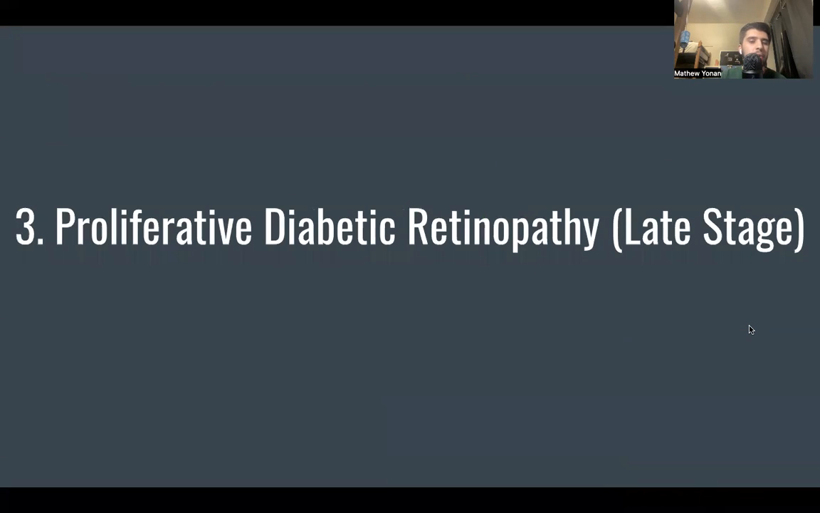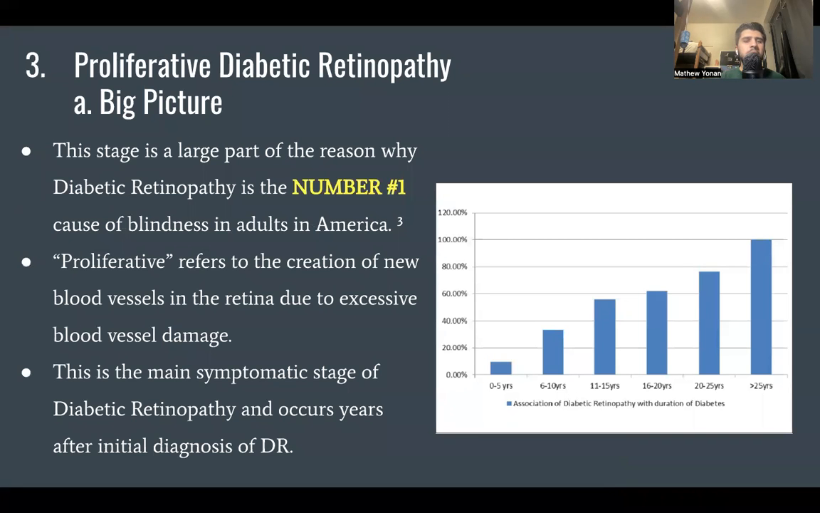Okay, so we have our third stage now, proliferative diabetic retinopathy, which is also known as the late stage or the advanced stage. So let's start with the big picture, because this is essentially the meat of diabetic retinopathy, right? This stage is a large part of the reason why diabetic retinopathy is the number one cause of blindness in adults in America, okay? Proliferative refers to the creation of new blood vessels in the retina due to excessive blood vessel damage.